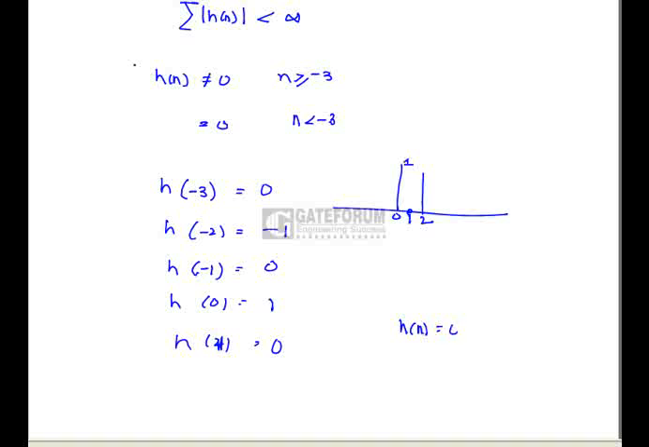If we check the causality condition, in order to check causality, h of n must be 0 for n less than 0. But it is not true, because h of n is non-zero for n less than 0 too. Hence it is a non-causal system.